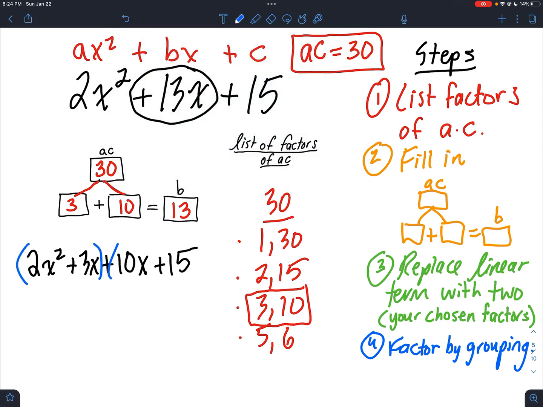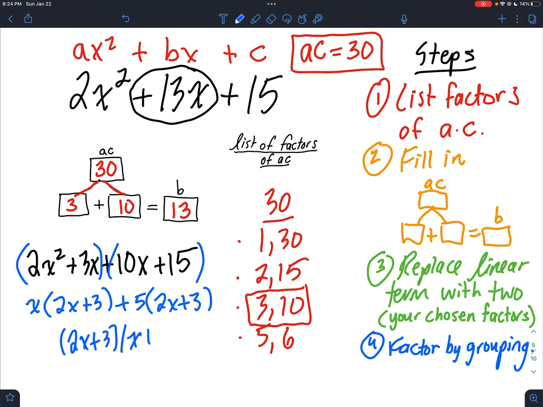So if we go ahead and take the 2 groups, this has an x in common, this has a 5 in common, and they both have that binomial term, which is perfect. So they both have 2x plus 3. So we can take that out, and we get that. And then we factored it.